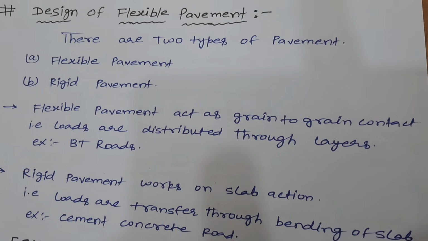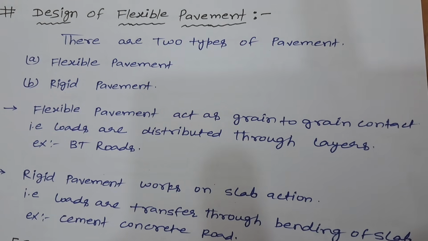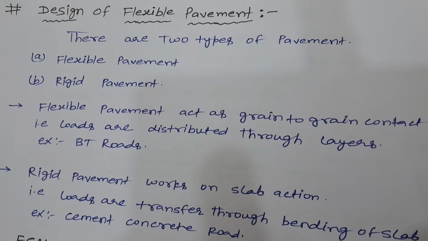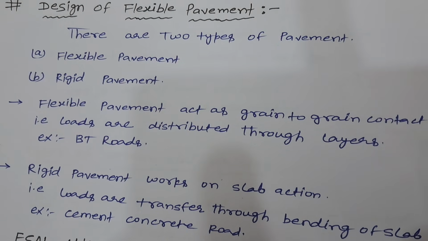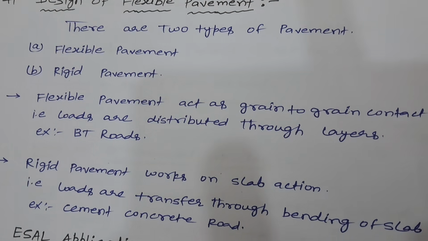There are two types of pavement. First is flexible pavement. Second is rigid pavement. Flexible pavement acts as grain to grain contact, that is, loads are distributed through layers. An example of flexible pavement is BT roads.